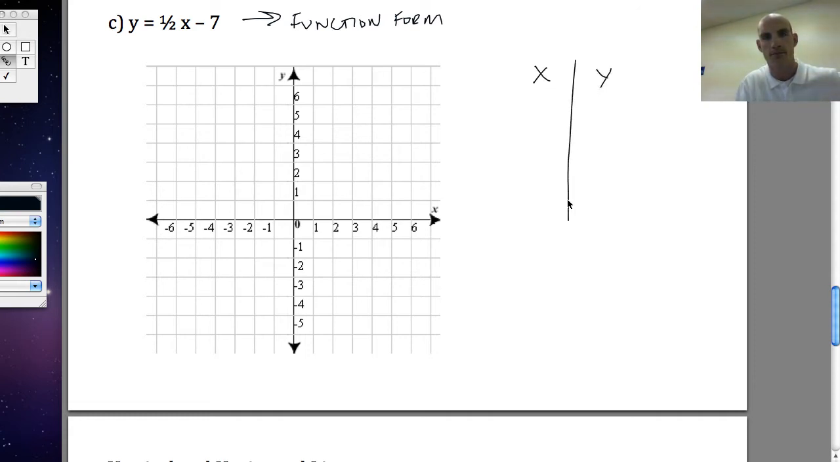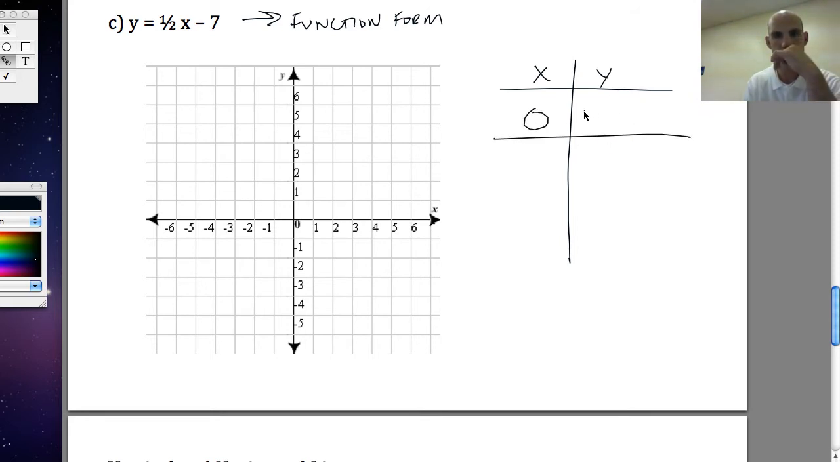X, y, boom. I notice that I've got 1/2, and so I want to pick things that are easily multiplied by a half. Well, as always, I'm going to pick 0. And so y equals 1/2 times 0 minus 7, which gives me 0 minus 7, so minus 7. So my first point is 0 comma negative 7.